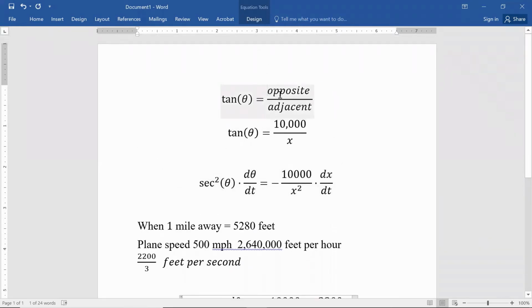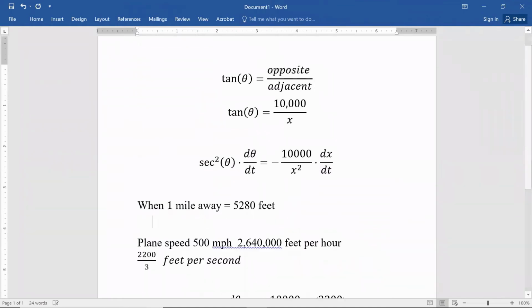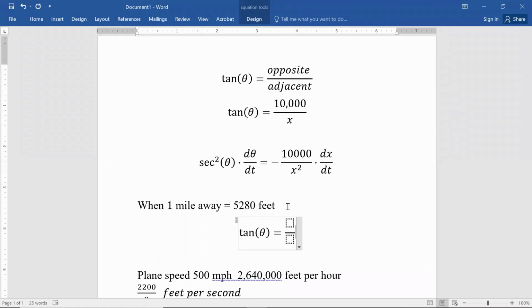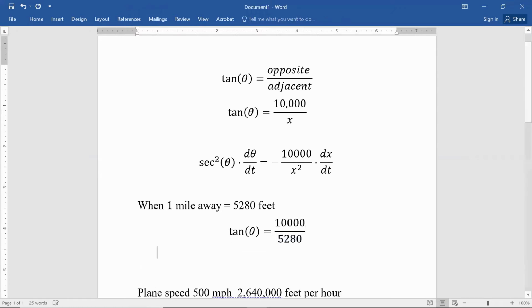Well, one way I can find the theta is go back up here. If we're 1 mile away, then tangent of theta is equal to 10,000 over 5,280. That's 1 mile. So theta is whatever we get out by taking the inverse tangent of 10,000 divided by 5,280.